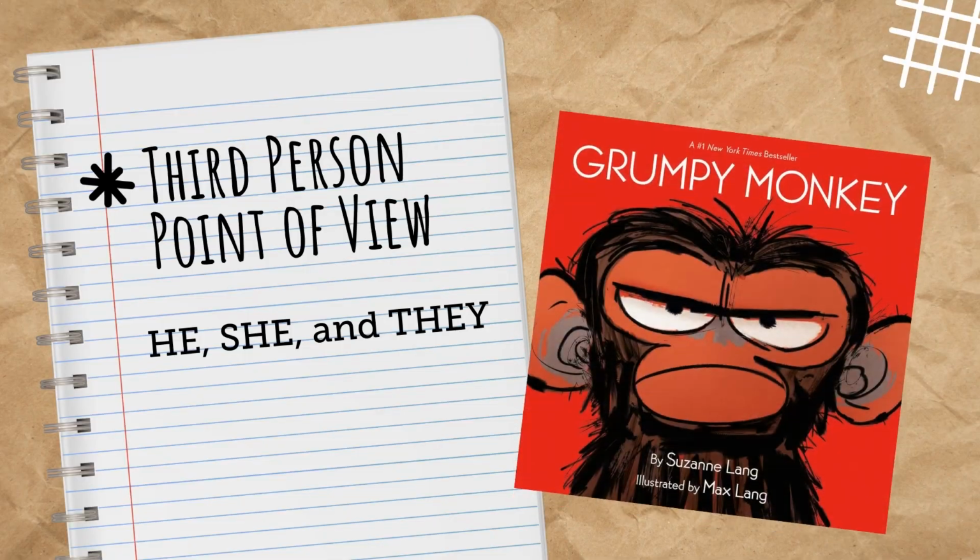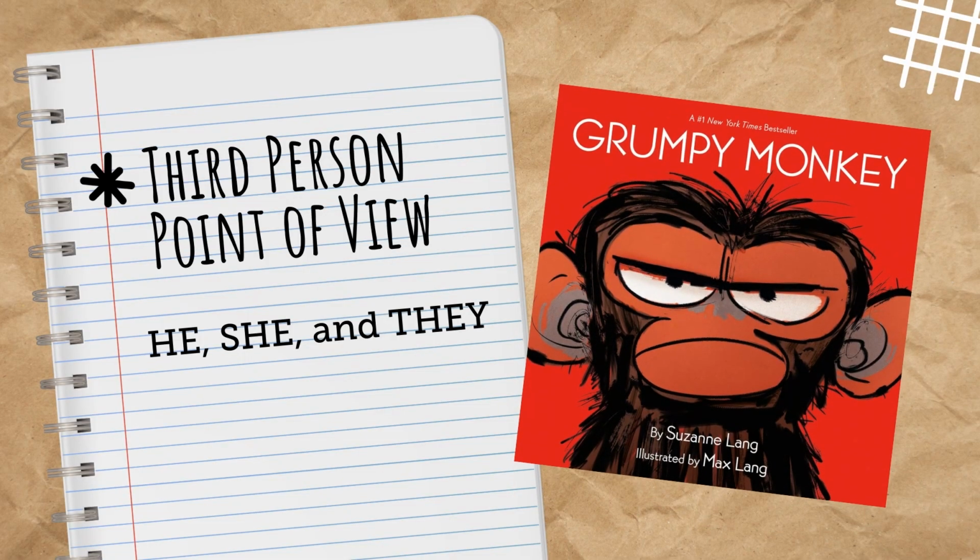A third-person point of view is the most common for picture books. This point of view is more distant because the narrator is not part of the story and doesn't speak directly to the reader. In this point of view, the pronouns used are he, she, and they. An example of third-person point of view in a picture book would be Grumpy Monkey by Suzanne Lang.